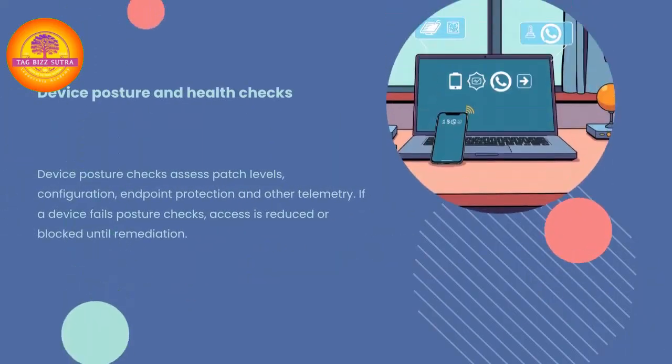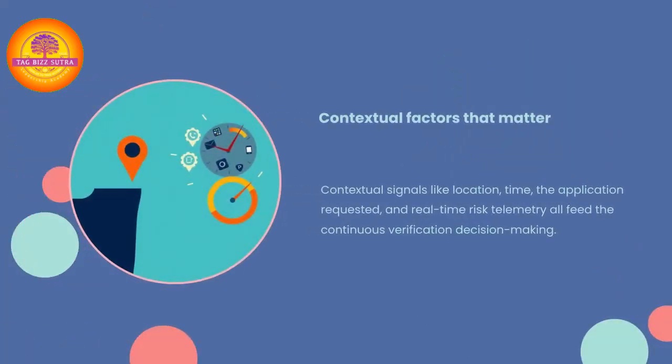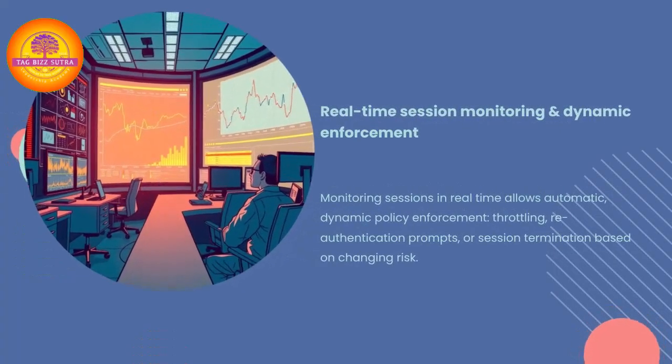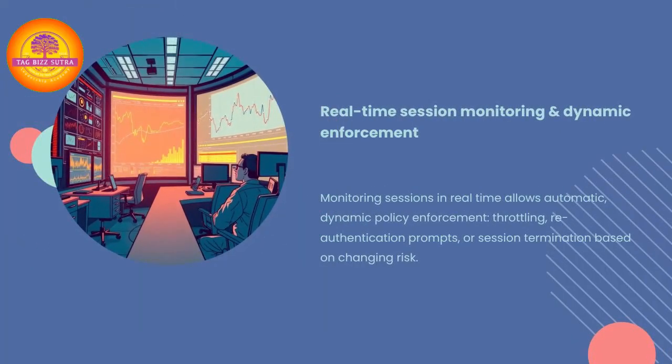Device posture checks assess patch levels, configuration, endpoint protection, and other telemetry. If a device fails posture checks, access is reduced or blocked until remediation. Contextual signals like location, time, the application requested, and real-time risk telemetry all feed the continuous verification decision-making. Monitoring sessions in real time allows automatic, dynamic policy enforcement, throttling, re-authentication prompts, or session termination based on changing risk.